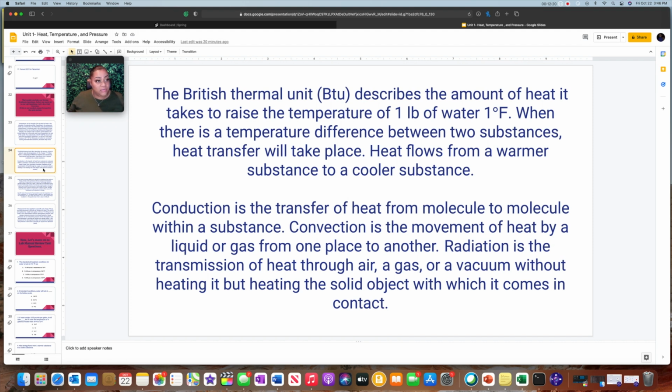Conduction is the transfer of heat from one molecule to another molecule within a substance. The definition of convection, and these will be on your test, so you've got to think of conduction, convection, radiation. So conduction is a transfer from molecule to molecule. Convection is the movement of heat by a gas or a liquid from one place to another. And then radiation is the transfer of heat through air or gas or vacuum without heating it, but heating those solid objects with which it comes in contact. So remember, conduction, convection, radiation.